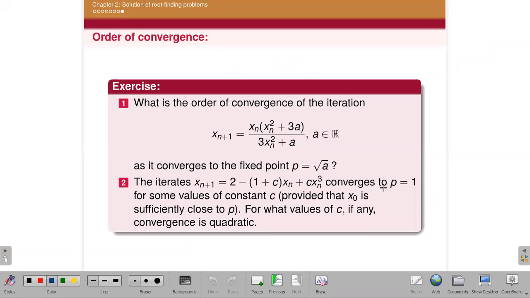So this iterate converges to p equal to 1 for some values of constant c. Here you have to find the c value, and for what values of c, if any, convergence is quadratic. Actually this part we have already done in the previous lectures where we covered convergence. But here you have to find for what values of c, if any, the convergence is quadratic. Quadratic means you write its derivative at p equal to 1 should be equal to 0. Then you will get some condition in c, from where you will get the value of c also. Okay, any other questions?